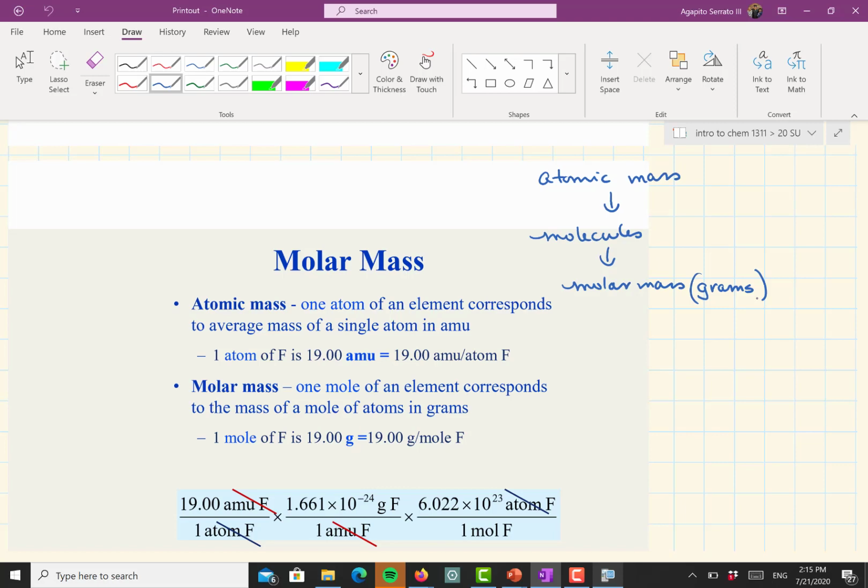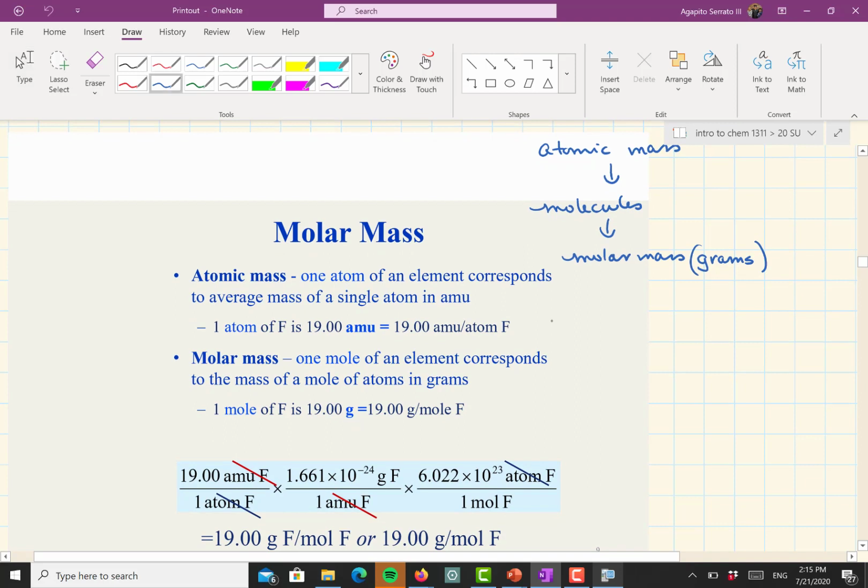So that means in this case, for every 1 mole of fluorine, this is equal to 6.022 times 10 to the 23rd atoms of fluorine, which is also equal to 19 grams of fluorine. All right, that's what we're doing here.